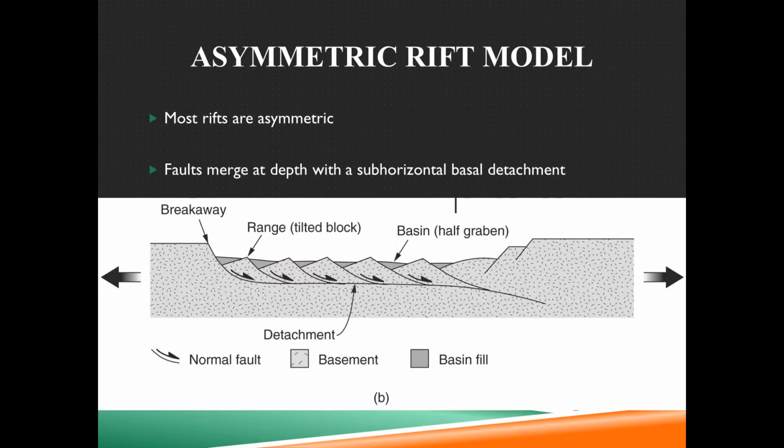Well, it means that instead of just alternating directions of faults, there's a whole bunch of faults that all go in the same direction and merge at depth. Basically, you've got a big fault, and then you've got a bunch of little faults that feed into it, and sometimes even more small faults that feed into those. This bottom here is called a detachment. Basically, the whole thing can slide across that.